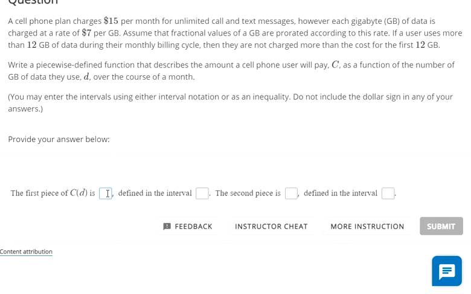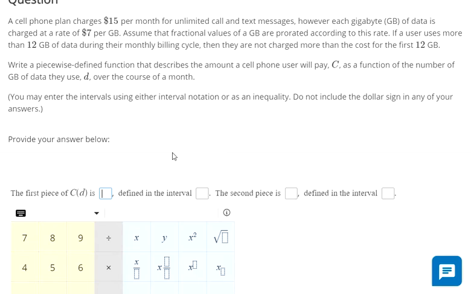So the first piece of the cost function, they want us to use D for a variable. It's $15 per month plus $7 for each gigabyte of data, which they tell us is D. And it's defined on the interval. Let's see, it stops here, so D is less than 12. And the reason why I'm putting that in is because they're not charged more than the cost for the first 12. So maybe this should be less than or equal to.